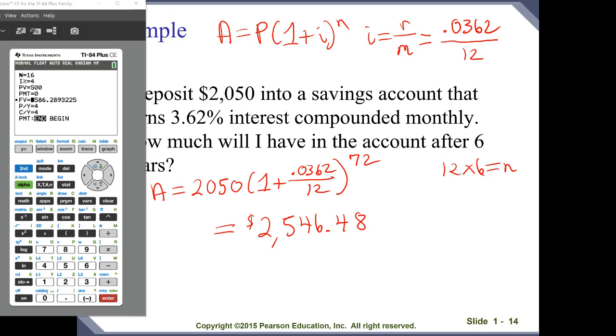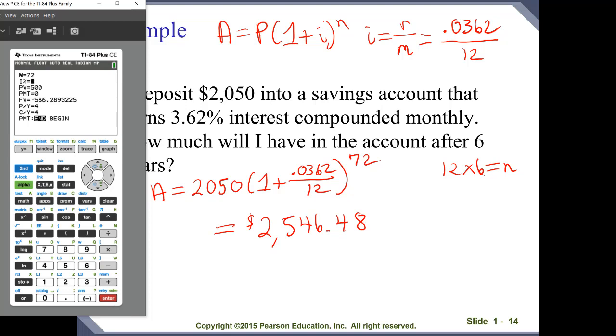And now let's look at our final example problem that we had done previously. So in this one, I deposited $2,050 and my interest is 3.62%. So let's do this right now. And we figured out N was 12 times 6. And again, I could put that in here like this. I could say 12 times 6, and it will tell me immediately that's 72 when I hit Enter.